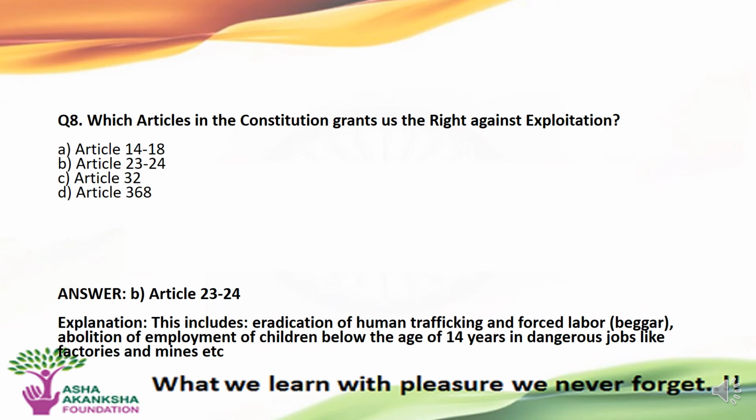The next question is, which articles in the Constitution grant us the right against exploitation? Options are A. Article 14 to 18, B. Article 23 and 24, C. Article 32, or D. Article 368. The correct answer to this question is option B, that is Article 23 and 24. They grant us the right against exploitation.